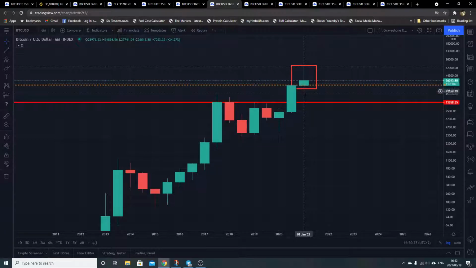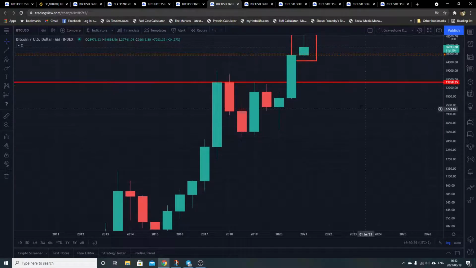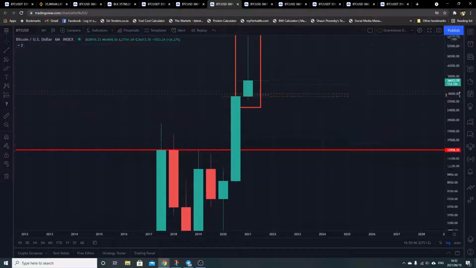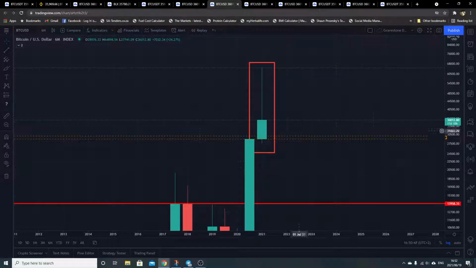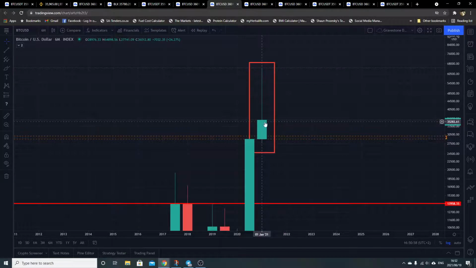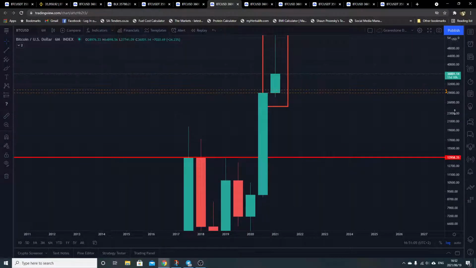What I am suspecting is that this candle is a gravestone candle. Now, a gravestone candle needs to form, and it needs to be literally within these alert lines. I've got an alert waiting. So if the Bitcoin price goes below this first alert line, there we go. Alert, gravestone, doji. The size of the body of the candle needs to be within these two here for it to be a gravestone doji.